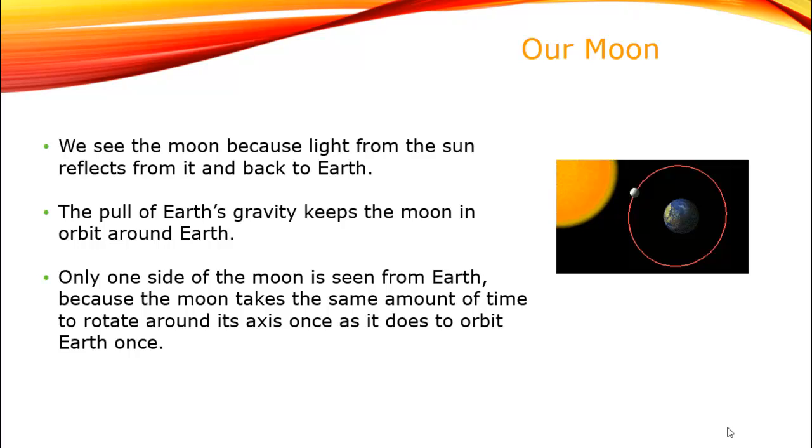I told you in the last session that we see only one side of the moon because it takes the same time to rotate on its axis as it does to orbit Earth once. And this takes about 1 month.